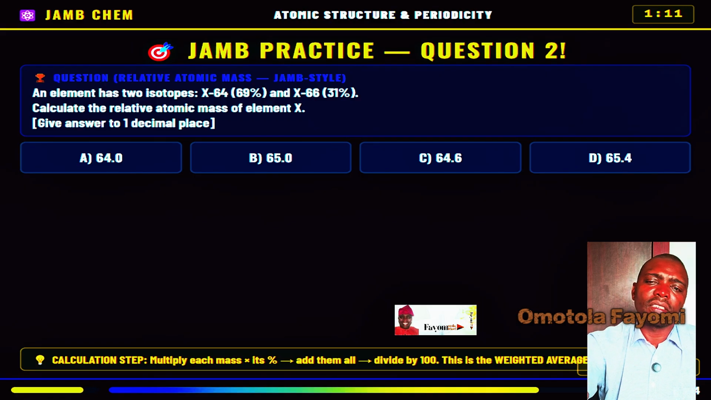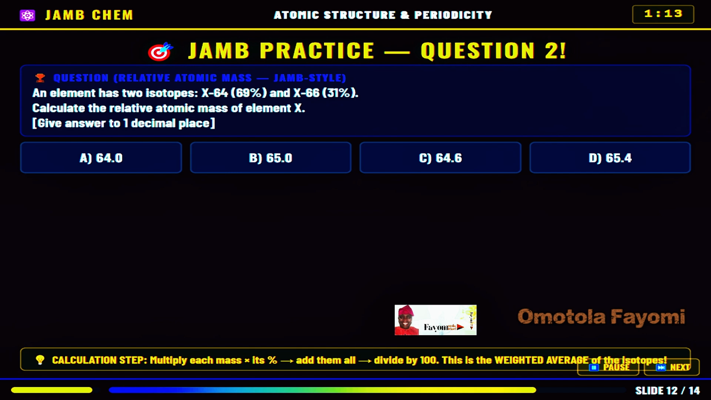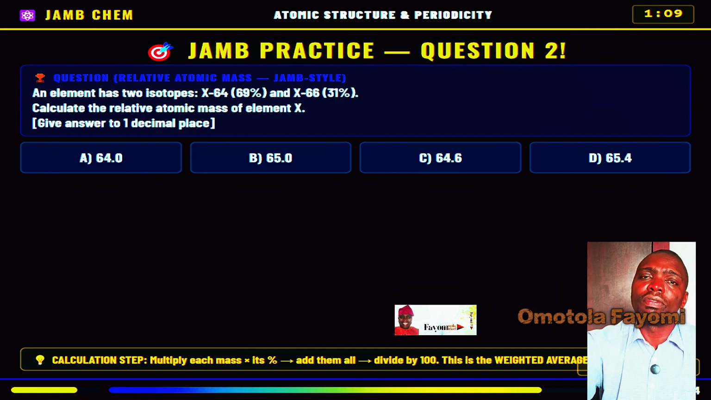2 JAMB questions, 2 different skills tested: identification from configuration and isotope calculation. That's what we just did. If you got both right, you are ready for JAMB. If you got one wrong, review that slide and practice one more time before your exam.